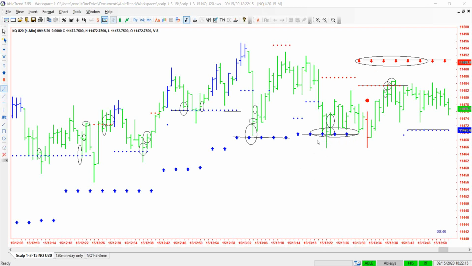So if there's no dot or arrow there, it means it's probably going to go sideways. There's no strong trend in place or no strong support or resistance in place at that time either way. I hope that helps.